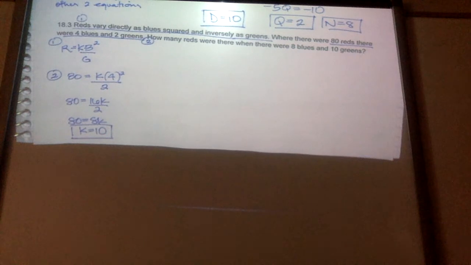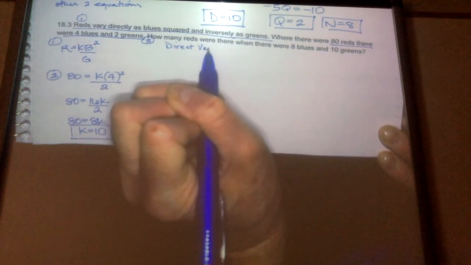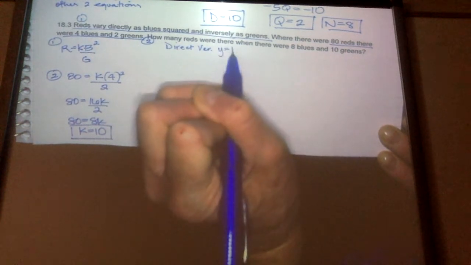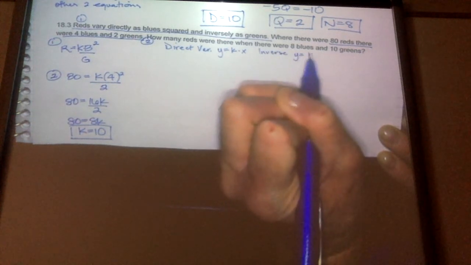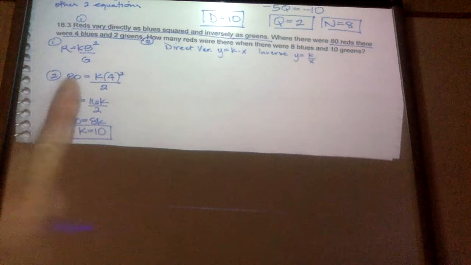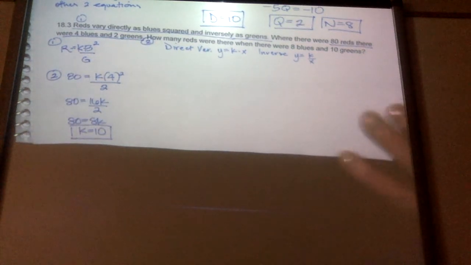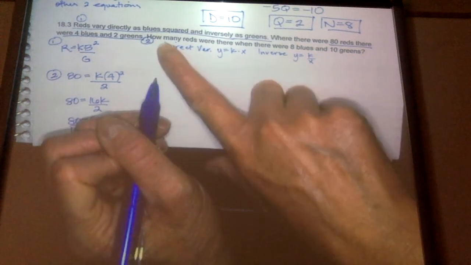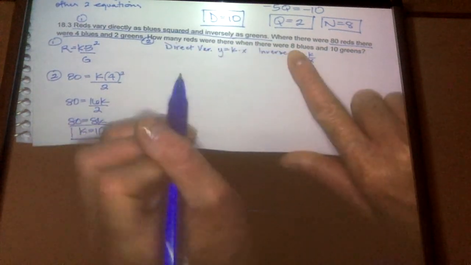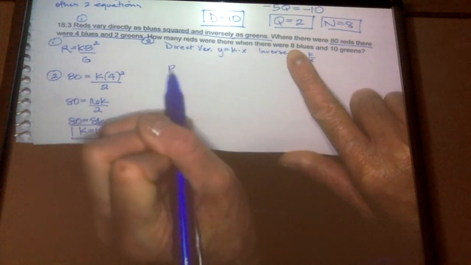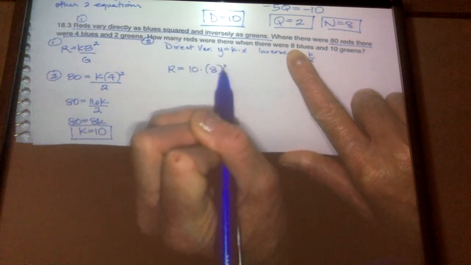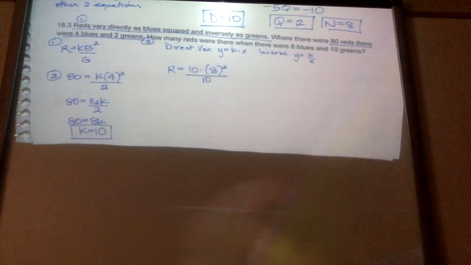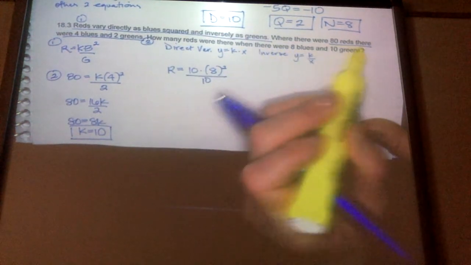This is a review. If you need to see it, direct variation is y equals K times X. Inverse, this is just review, y equals K divided by X. So that's where I got my original equation. Then I'm going to solve for how many reds there were when there were 8 blues. So R equals, I know what K is, 10 times 8 squared divided by 10. So that is happening here.